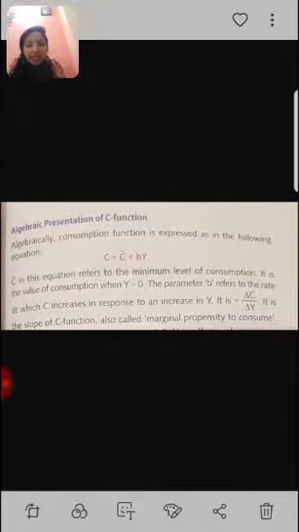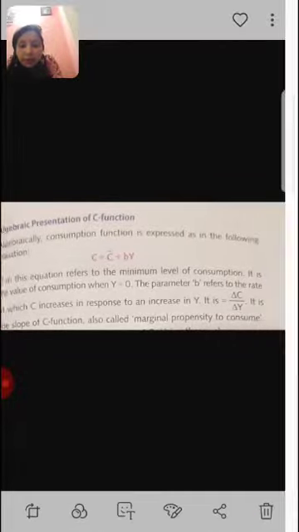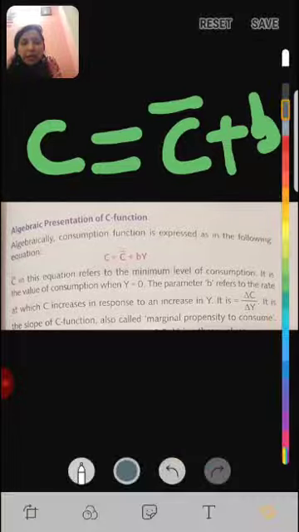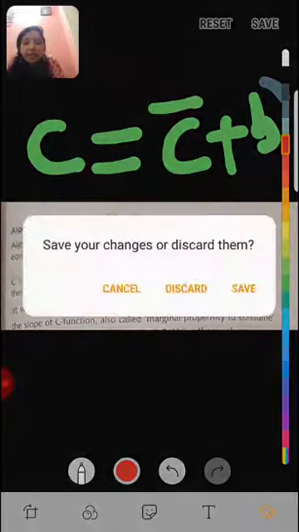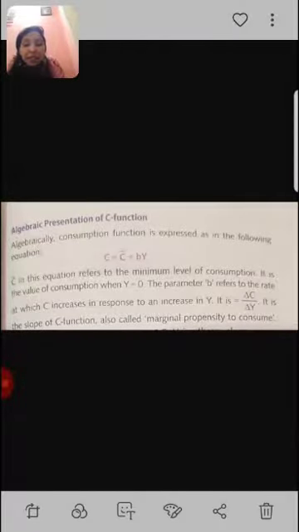First of all, learn about C, that is consumption. How will we show the algebraic presentation of consumption? Here is the algebraic presentation of consumption: C equals C bar plus BY. It means C equals C bar plus BY.